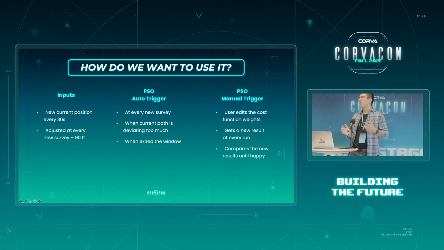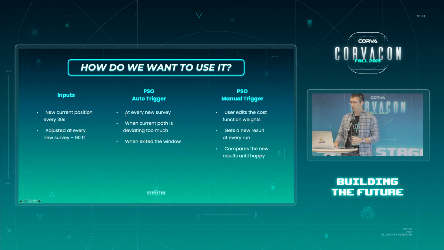Also, as we know in the field, for every stand or every connection, we have the survey, which essentially tells you where you are. So we update the projection model at every survey, which usually happens at about 90 feet. Now that we have these inputs, we have to decide when we trigger the PSO algorithm to return a new recommendation path for you.